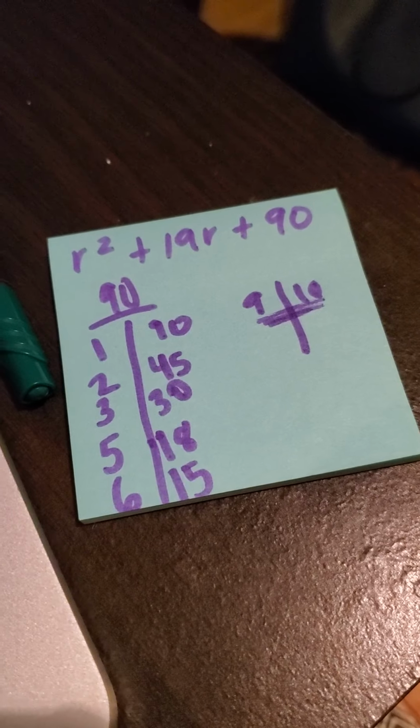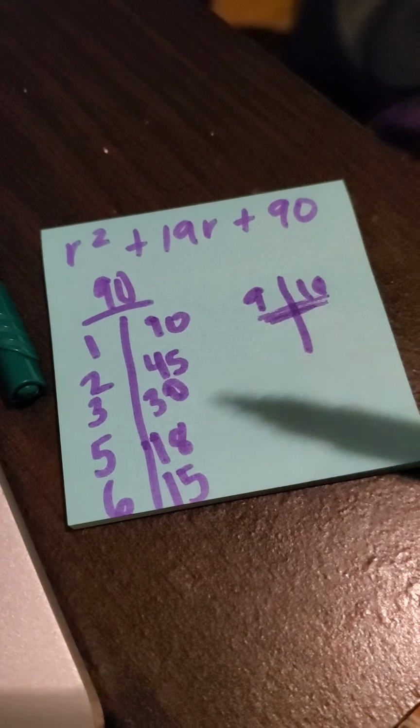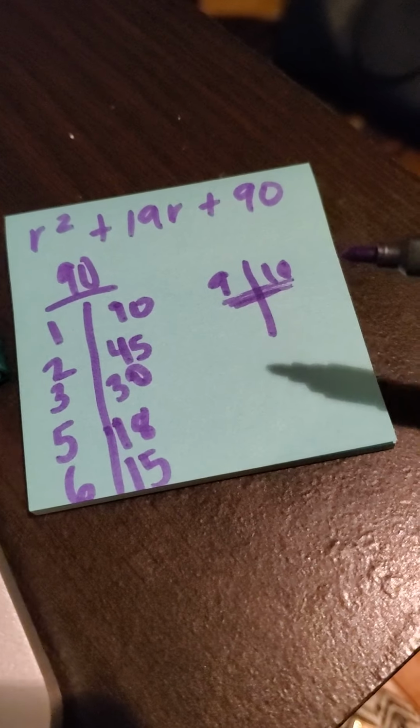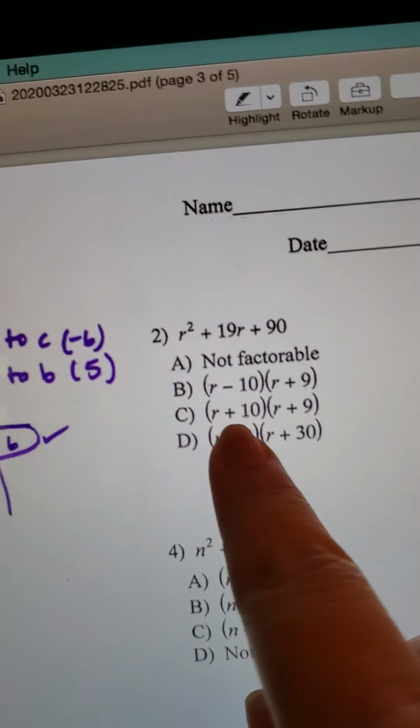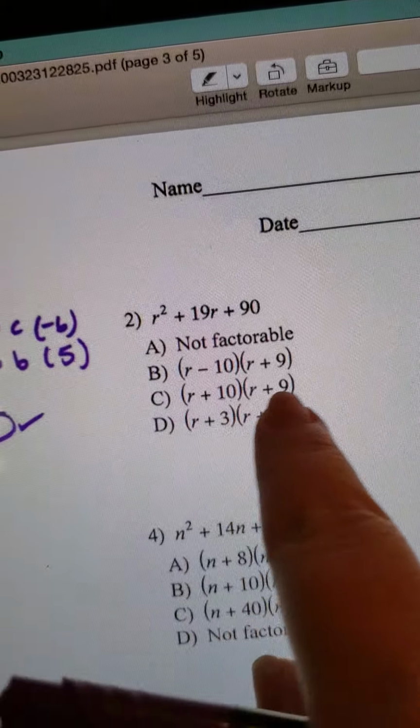Those are in 2 of my answer choices, but I am using a +9 and a +10. So I want to make sure that I do write it that way: x plus 10, x plus 9.